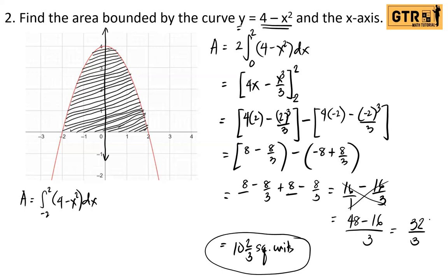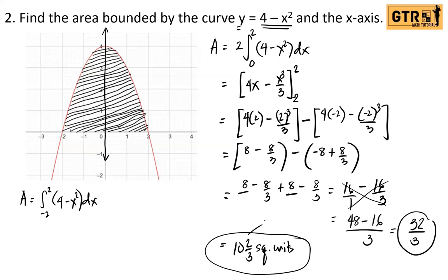So therefore, same answer, 32 over 3 square units, or if changed to mixed number, that is 10 and 2/3 square units. Okay, so it's up to you what method you want to use. Since the graph is symmetric, we can use the interval 0 to 2 and multiply by 2, or we can use the interval -2 to +2. Okay, we will arrive with the same answer.